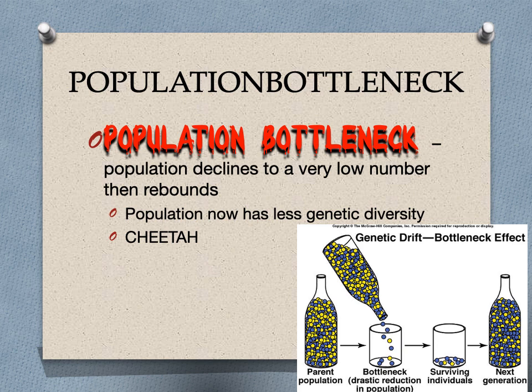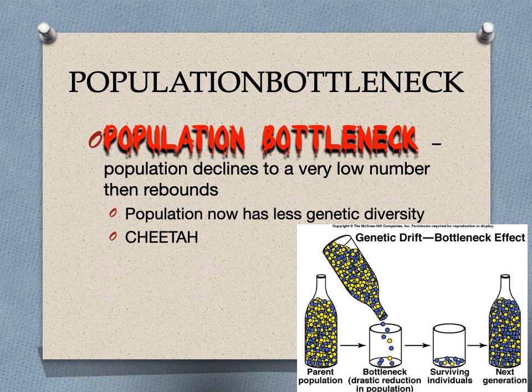Another example is a population bottleneck. This is where you have a large population that goes down to a very small number and then rebounds. Here they're showing you a population of yellow and blue marbles, and only a few come out and they're mostly blue, and then when the population rebounds you have mostly blue marbles and only a few yellows. The great example of this is the cheetah.